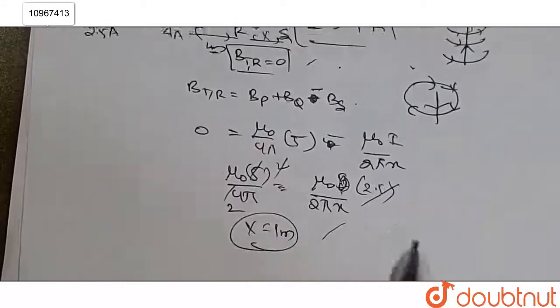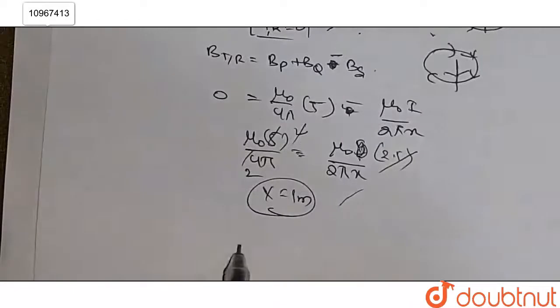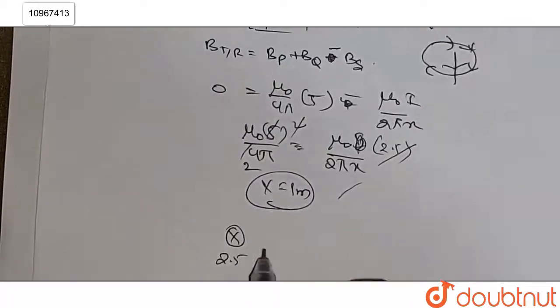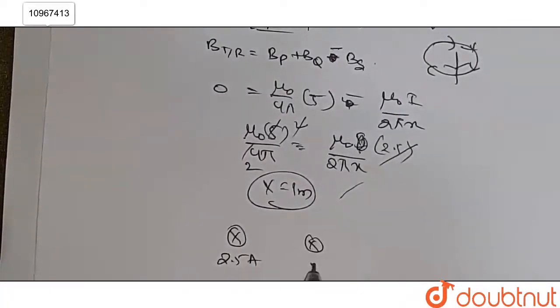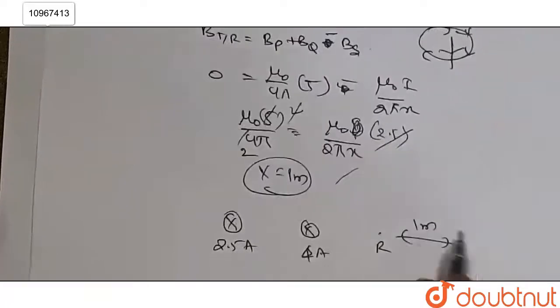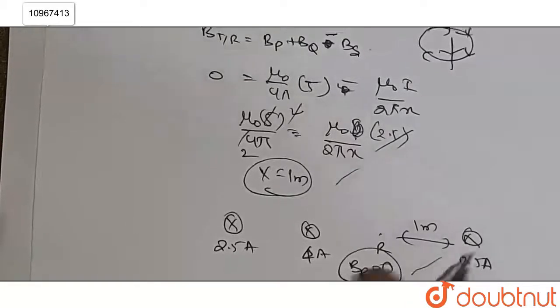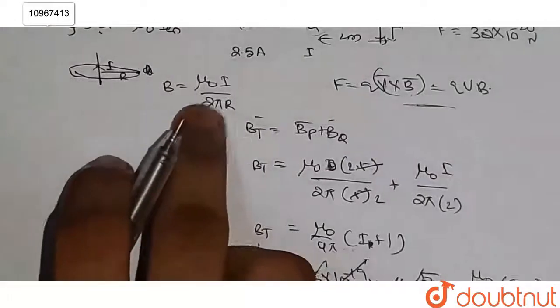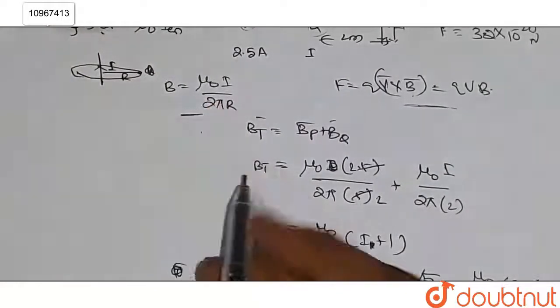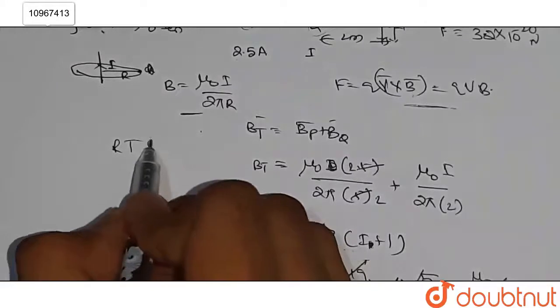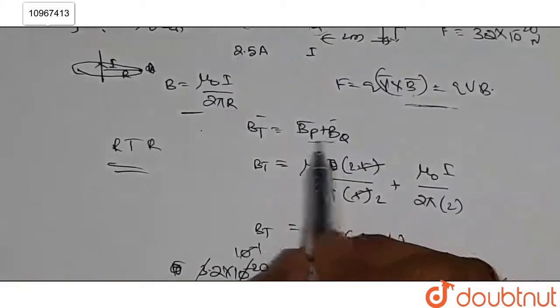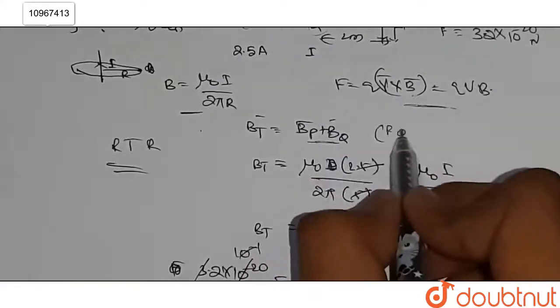Because of simplification. Okay, so now this is the last one. 2.5 ampere current, and this is 4 amperes, and this is point R, and at a distance of 1 meter we have to put another one of 2.5 amperes, so that total magnetic field at R is equal to 0. Okay guys, here what are we doing, the formula is simple. B is equal to mu naught I by 2 pi R. Its direction is given by the right hand thumb rule. So B total is equal to BP plus BQ. This is the principle of superposition.